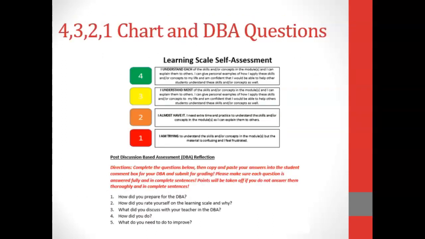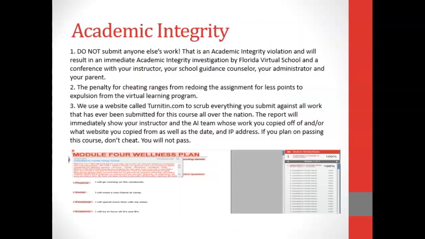Here is an example of that 4-3-2-1 chart and the DBA questions. See, 4-3-2-1, not a 10, not a 90, not an A, not a B. And then here are those questions. So this gets submitted for your DBA. Here is an example of academic integrity. Here is an example of the report that we get. Okay? So you always want to make sure that you are submitting your own original work.